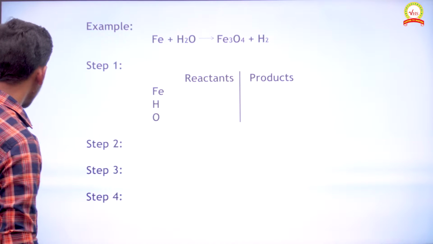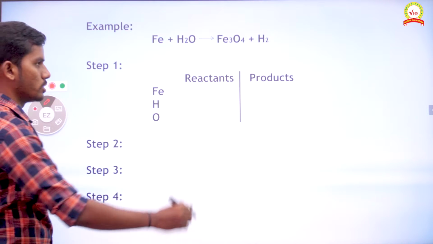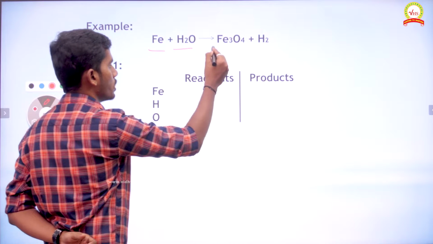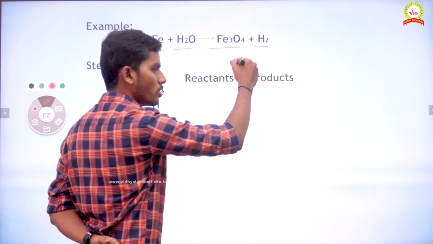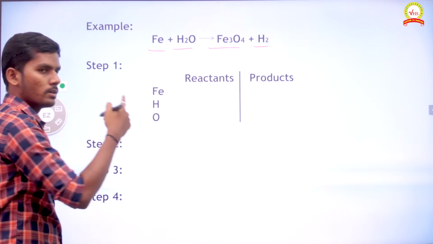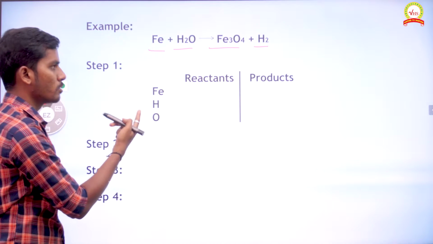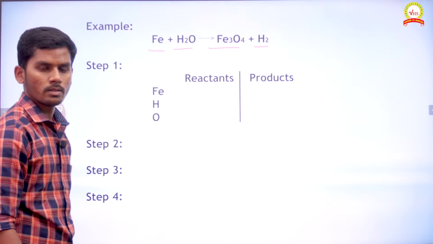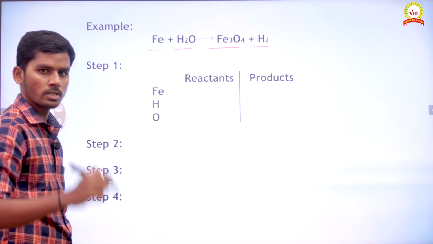Now we will discuss one example. I have given you one question here. Iron plus H2O gives Fe3O4 plus H2, iron oxide plus hydrogen gas. When you come to see this question, you can solve it there. I will be solving it here, you can just solve it there.